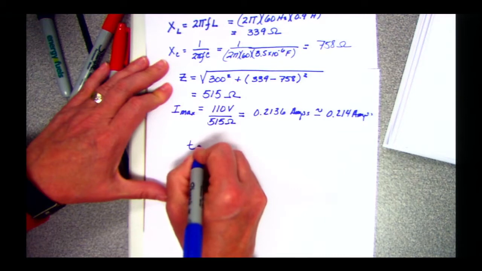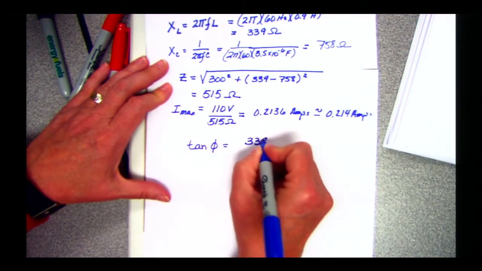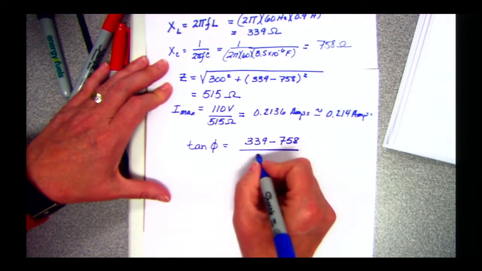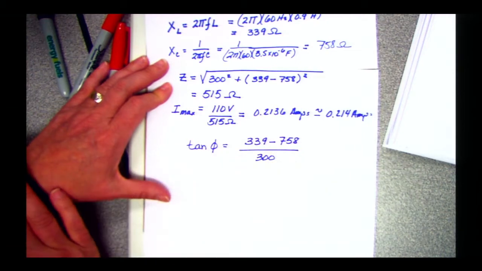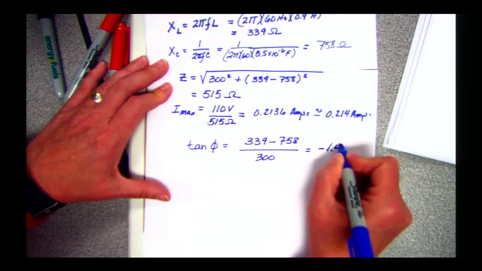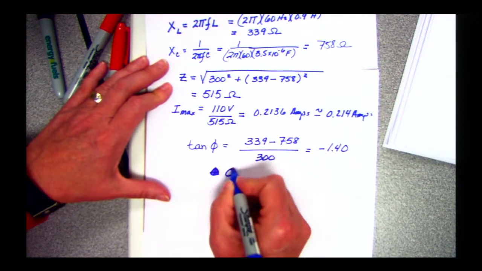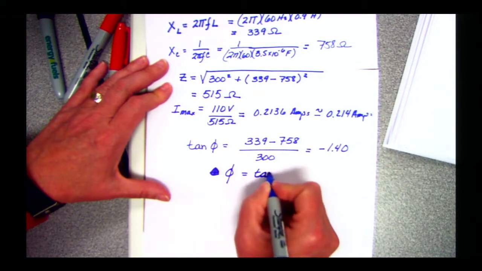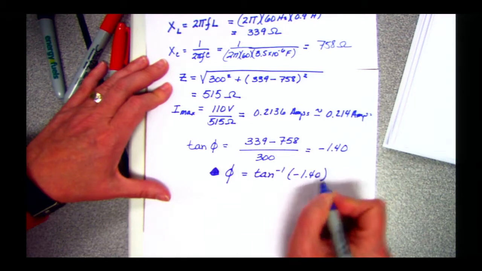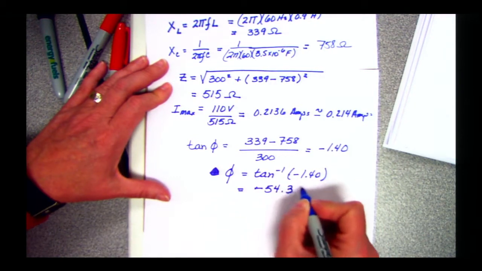And I can do my phase angle. It's going to be my 339 minus 758 divided by 300. Plug that in the calculator, get a minus 1.40. So, oops, I'm used to writing theta for my angle. That gives us a negative 54.3 degrees.